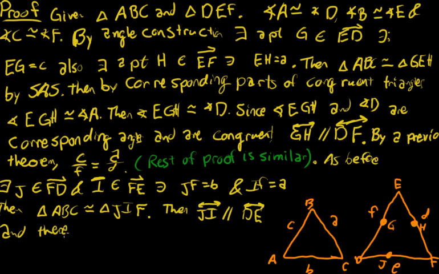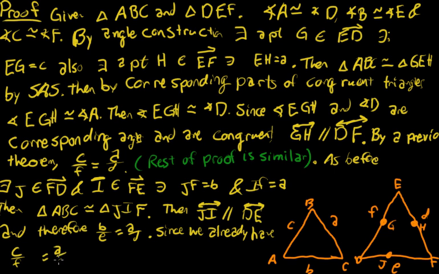And therefore, B over E equals A over D. Since we already, actually we'll spell that out. Since we already have C over F equals A over D, then A over D equals B over E equals C over F. So triangle ABC is similar to triangle DEF.